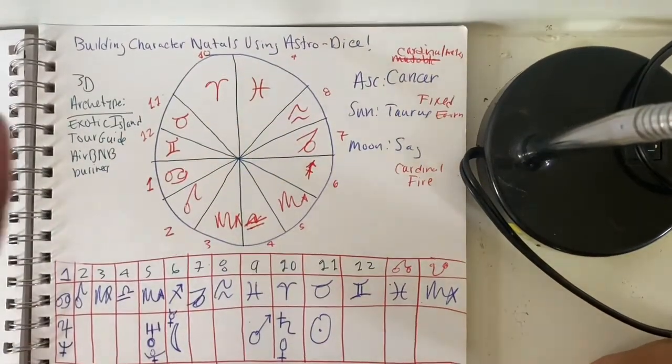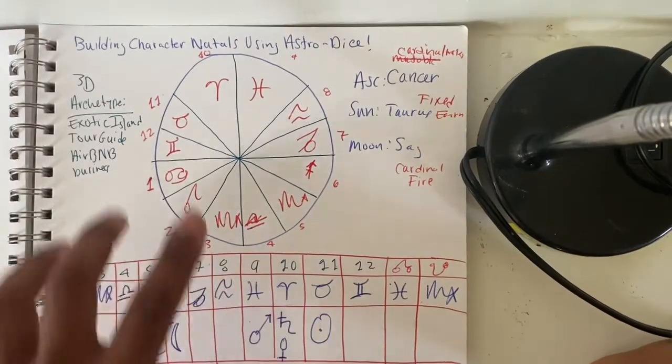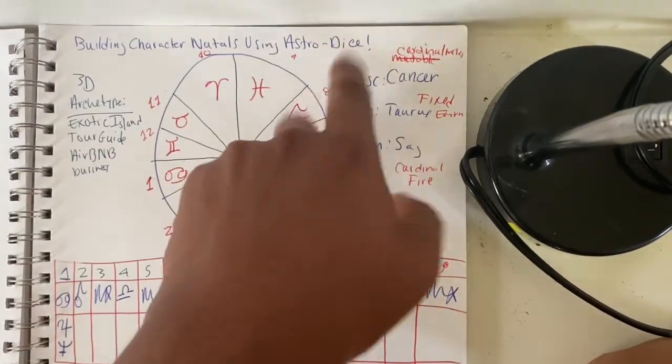All right, so that is a basic rundown. I got about 10 more seconds. I want to make this video 15 minutes long. So this is the introduction to building character natals using Astro Dice.